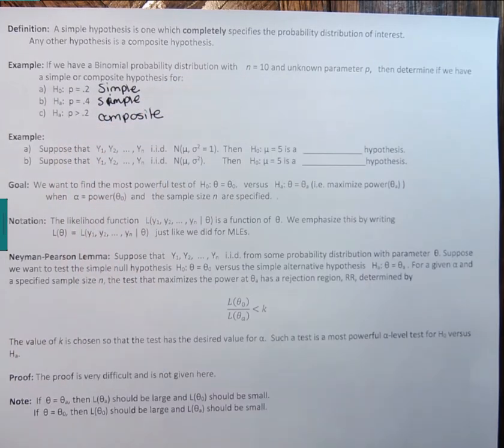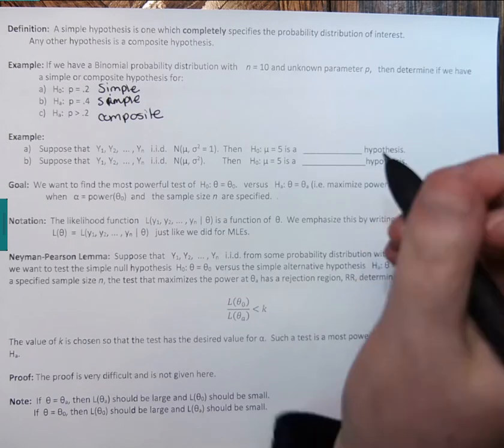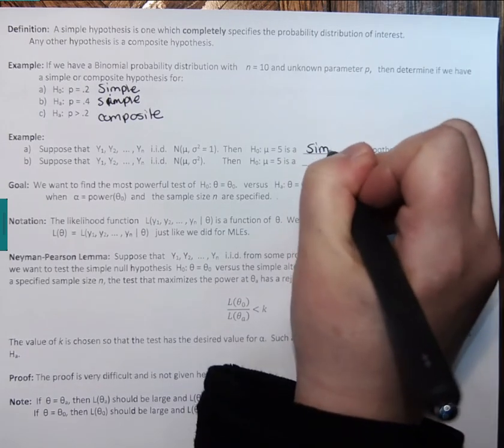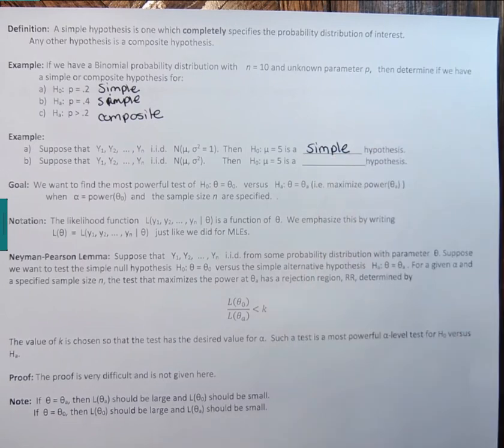Let's look at another example. Suppose that y1 through yn are IID normal with mu as the mean and sigma squared equal to 1. Then if we set mu equal to 5, is that simple or composite? In other words, do I now have all the information I need to know exactly what normal distribution I'm working with? And the answer is yes, I do. This one is going to be simple.